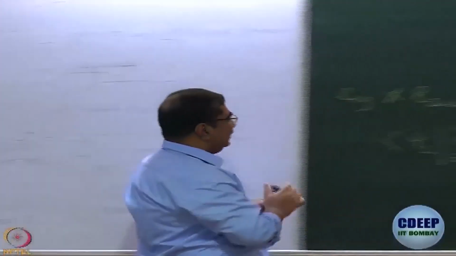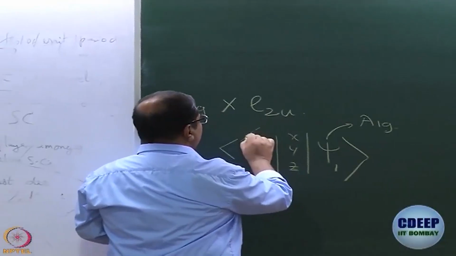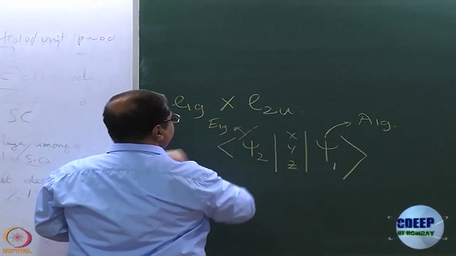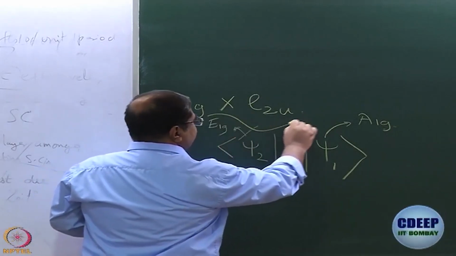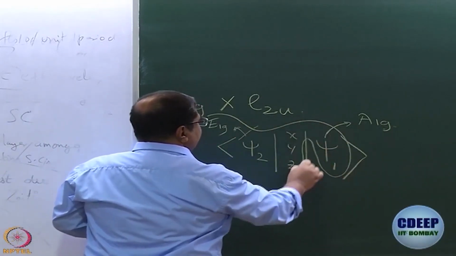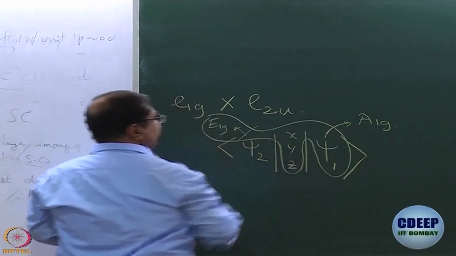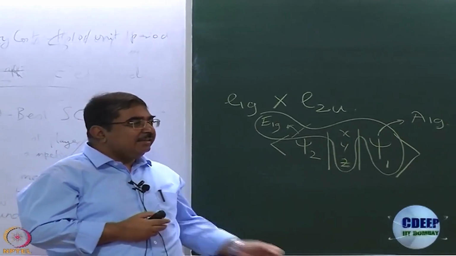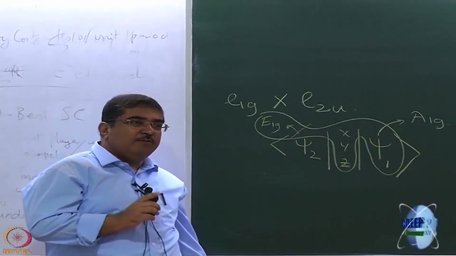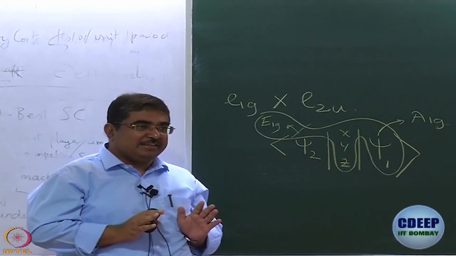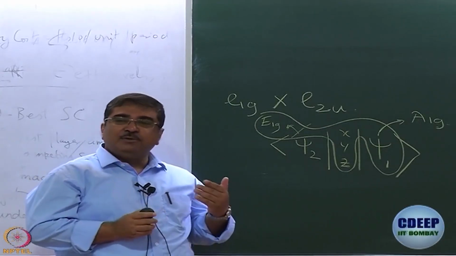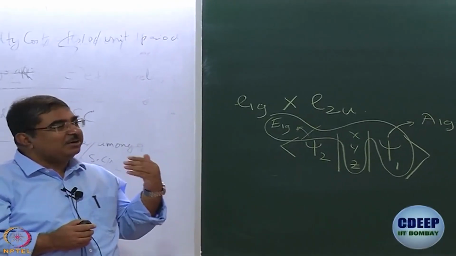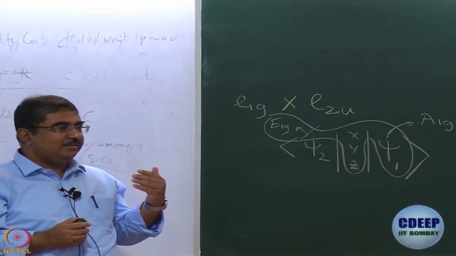Let us say we are talking about the first one we have written, E1G, E1G. So the question is, does one of these triple products contain the totally symmetric representation? Remember, the integral is going to be non-vanishing when the integrand is totally symmetric. So what we really have to do is find the symmetry of the triple product and see whether it has A1G or not. Alright?